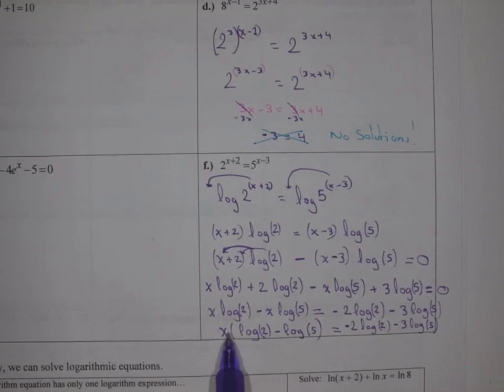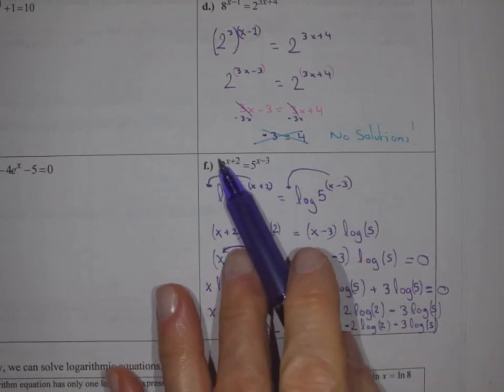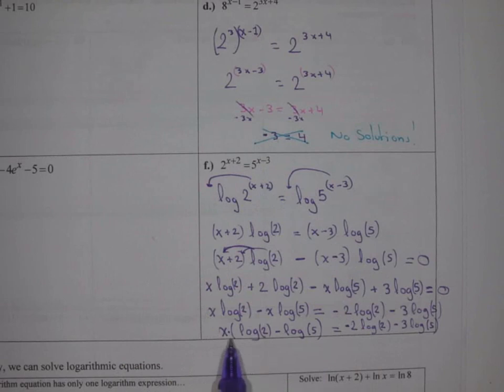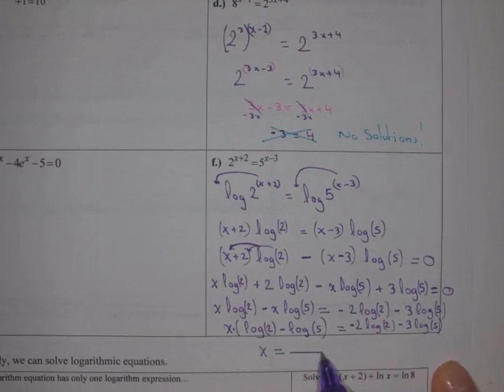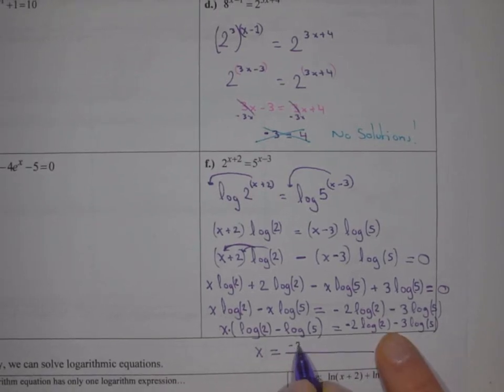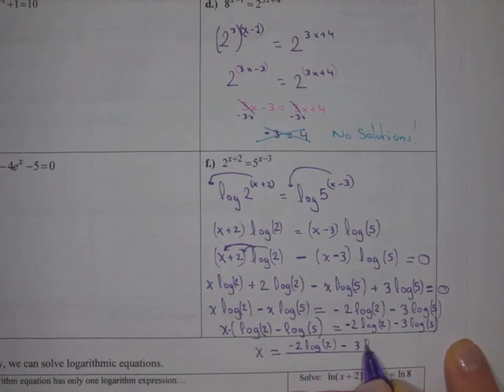And now I need that x completely alone, because remember we're solving for x, right? We want to know what x is. So I'm going to divide both sides by that. So x equals, so we had this one up here. So that's a negative 2 log of 2 minus 3 log of 5. And all of that is divided by this here, because I'm going to break it apart from the x and do that multiplication by division. So log of 2 minus log of 5.